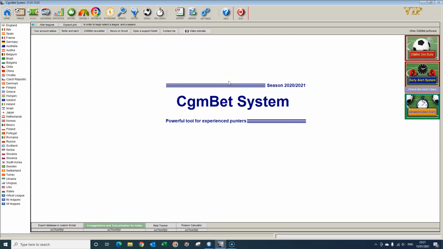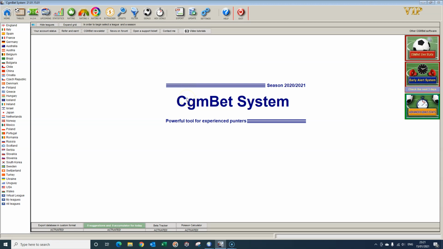And it's called the Advanced Goal Stats, which is on the right hand side here. So what I want to do is go through this option on the right hand side and show you how it's valuable for setting prices for specific strategies.